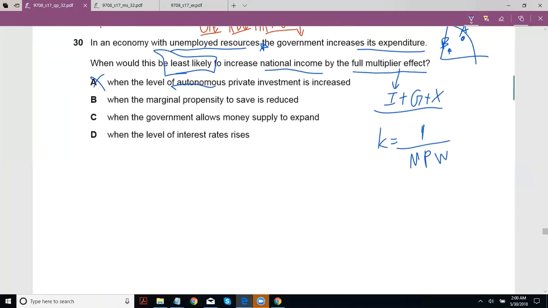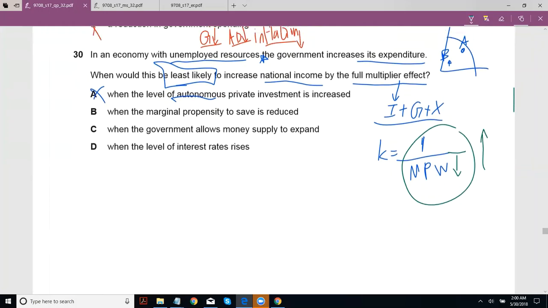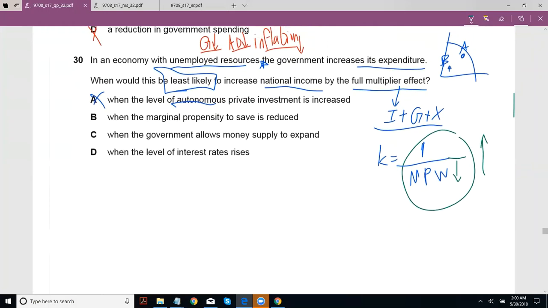In fact, let me just correct myself a bit. So here, I think what I said was fine. I said that the fewer your leakages, the greater the multiplier, and that's the idea here. Leakages, withdrawals, kind of like the same thing. So the smaller your marginal propensity to withdraw, the greater the multiplier. So yeah, that's exactly what I said. So we're fine there. But anyhow, if your marginal propensity to save is reduced, that is a withdrawal reducing, so that would increase the multiplier, which is wrong, because you want to look at the least likely condition.